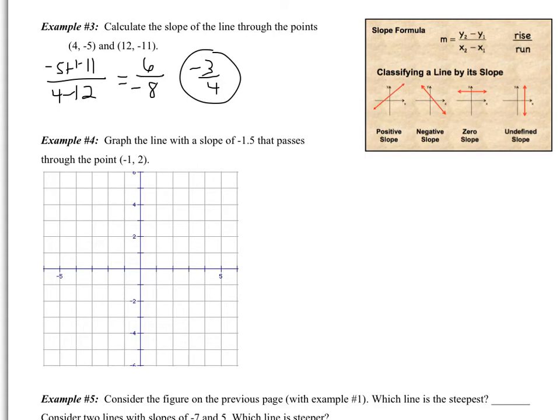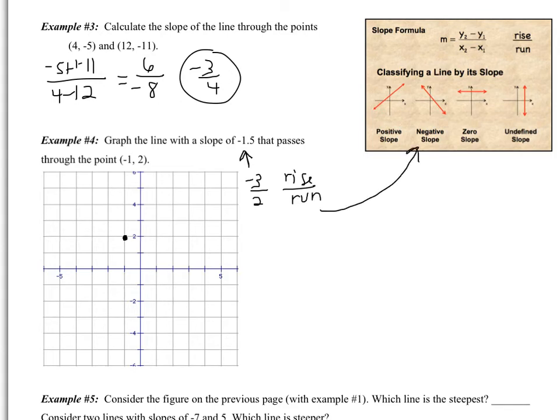Okay, example 4, we're graphing. It says graph the line with a slope of negative 1.5 that passes through the point negative 1 comma 2. Well, going to negative 1 comma 2 is negative 1, up 2. So this is the point we are given. Our slope then is negative 1.5, which is the same as negative 3 over 2. And that's our rise over run.